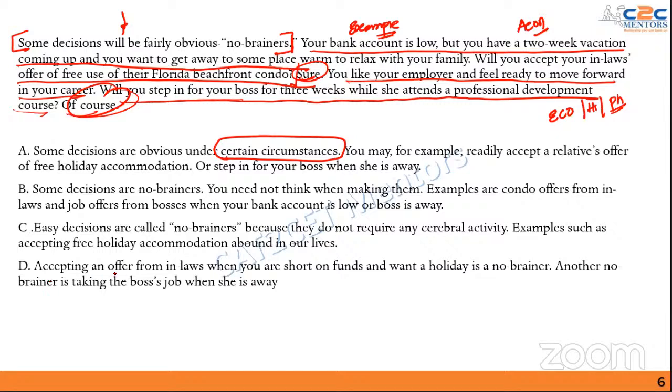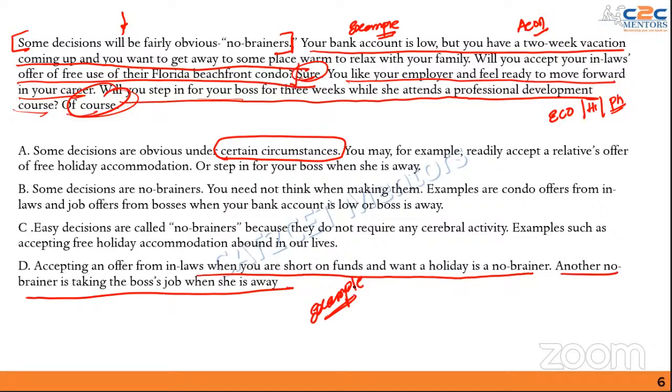D says accepting an offer from in-laws when you are short on funds and want a holiday is a no-brainer. Another no-brainer is taking the boss's job when she is away. Great. But yeah, this is only an example. Where is the main idea? This main idea is missing. So my D is gone. Guys, D cannot be the correct answer. Please देख लो. थोड़ा संभल के अप्रोच करो. D में सिर्फ एग्जांपल दिया है. D में तो मेन आइडिया आएगी नहीं. मैंने कहा है एग्जांपल कैन नॉट बी द मेन आइडिया एंड एग्जांपल कैन नॉट बी द पैरासमरी. समझा? राइट, सो D is out.